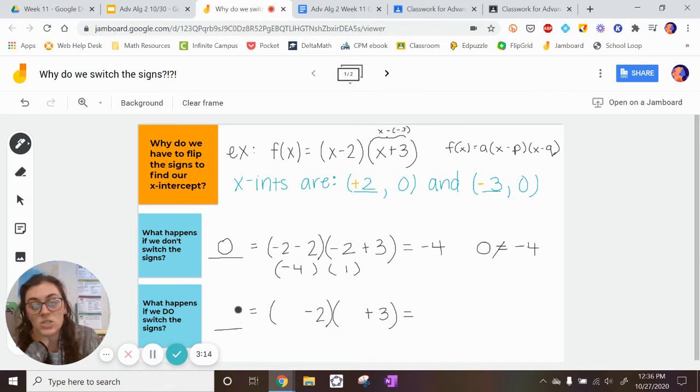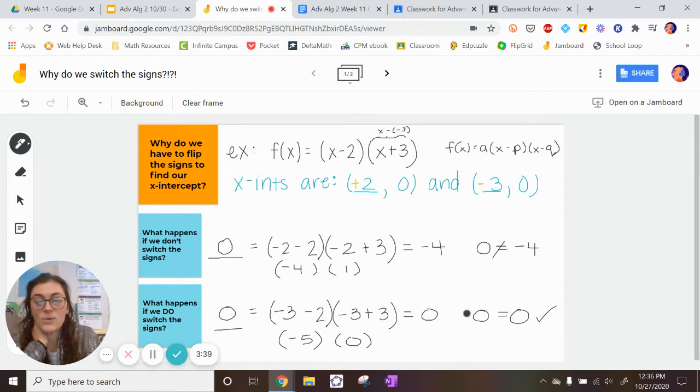So if we do switch the signs, we're going to have 0 here again because it's our x-intercept. I'll use the other point this time. So x was a positive 3. Now it's a negative 3. And we'll get negative 3 minus 2 is negative 5. Negative 3 plus 3 is 0. Negative 5 times 0 is 0. So now I have the statement 0 equals 0, which does make sense.